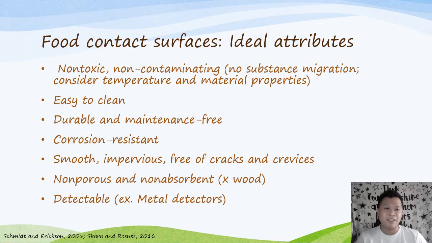It should be, of course, easy to clean, durable, maintenance-free, resistant to corrosion with acids and other strong substances in food. Of course, smooth, impervious, and free of cracks and crevices, non-porous and non-absorbent, so most woods would not be ideal in this case. And I would like to add that it should be detectable, as is the case with production where they have metal detectors. That's why most of the food contact surfaces that are found in food are those that are not metal, like let's say glass on your cereals and so on.